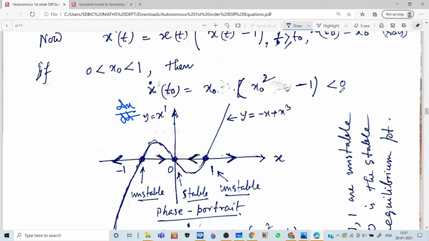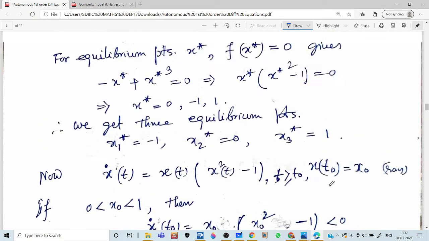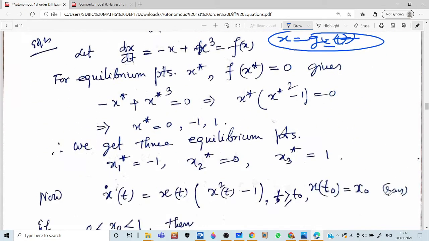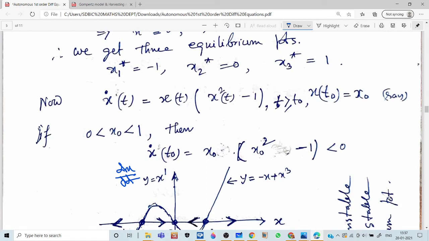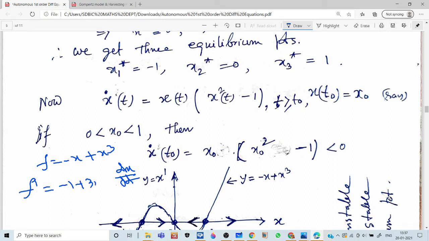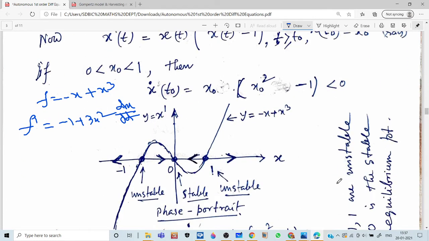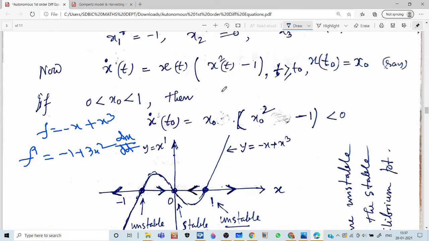You can find another way by finding the derivative of this f(x). So find f dash x. f(x) is equal to minus x plus x cube, so f dash x equal to minus 1 plus 3x squared. So from this point, put here x1 star equal to minus 1.